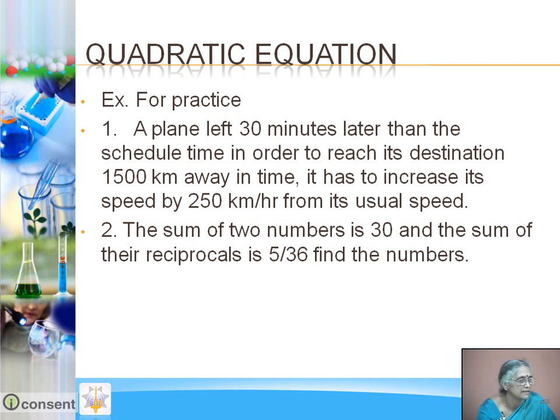Now here are examples for practice. Number 1. A plane left 30 minutes later than the scheduled time in order to reach its destination 1500 kilometers away. It has to increase its speed by 250 kilometers per hour from its usual speed. And example number 2, the sum of two numbers is 30 and the sum of their reciprocals is 5 by 36. Find the numbers. Now try to solve these problems.